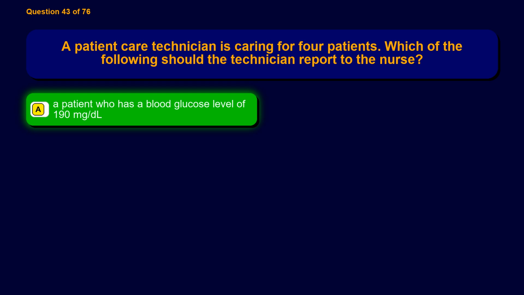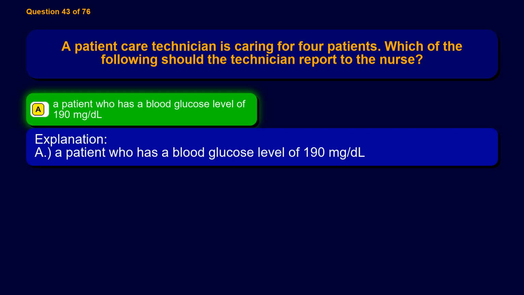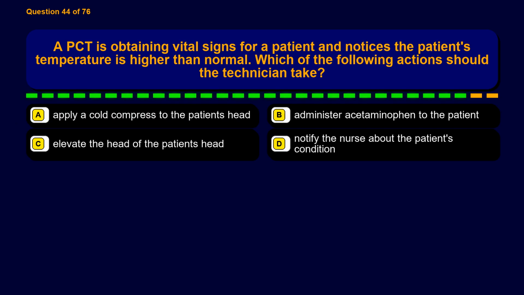The correct answer is option A. A patient who has a blood glucose level of 190 mg/dl. A. A patient who has a blood glucose level of 190 mg/dl. Question 44. A PCT is obtaining vital signs for a patient and notices the patient's temperature is higher than normal.